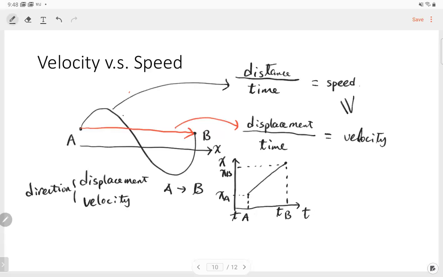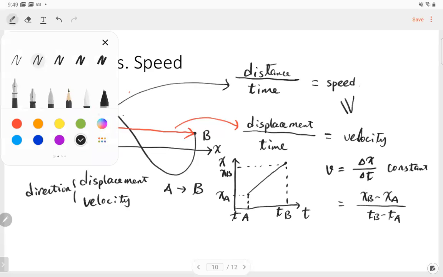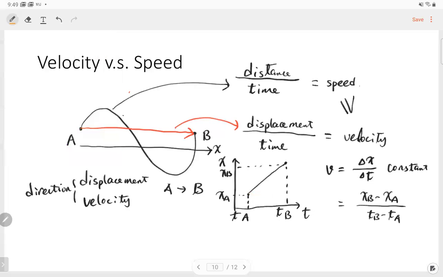Then if the speed is a constant, we have a constant velocity, then the velocity is defined by the change of displacement divided by the change of time, the duration. So we have the displacement, that is xB minus xA, divided by the duration, tB minus tA. This is only for constant velocity. So if the velocity is not a constant, then the curve is not a linear curve. For example, that will be a curve like this. So from this curve, we know the velocity is not constant. If we still use this calculation, we won't get the instant velocity. What we get is an average velocity. So in this case, this calculation gave us an average velocity.